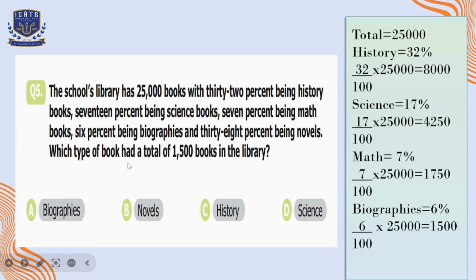So as it was asked in the question, which type of book had a total of 1500 books in the library, we can see biographies. Although there are 6% biographies in the library, if we convert that percentage into a number, we can say that there are 1500 biography books in the library. So option A is the correct option here.